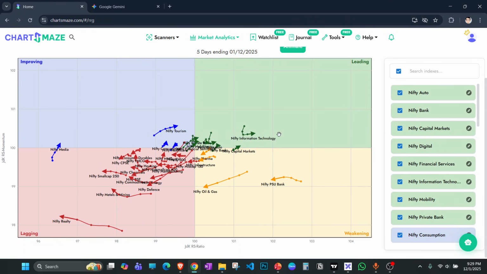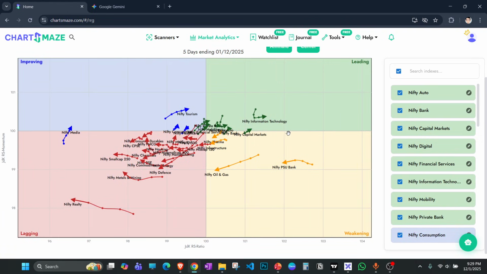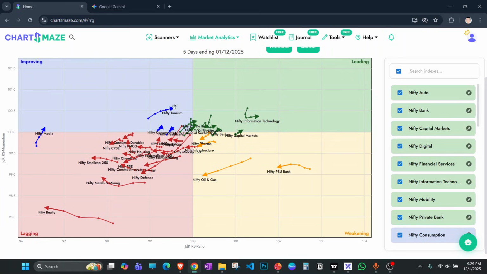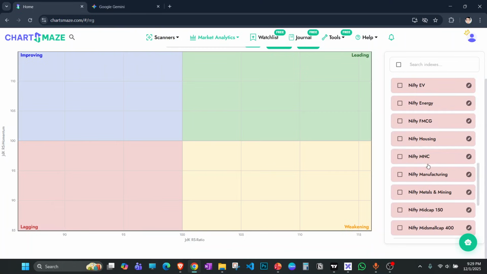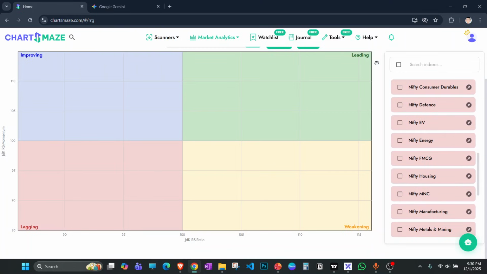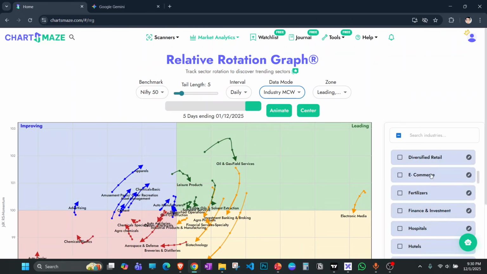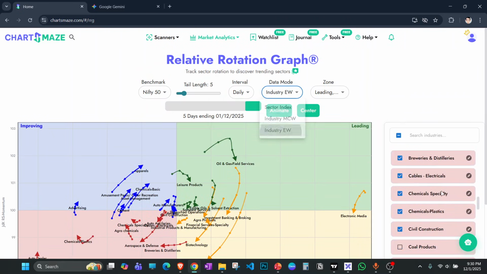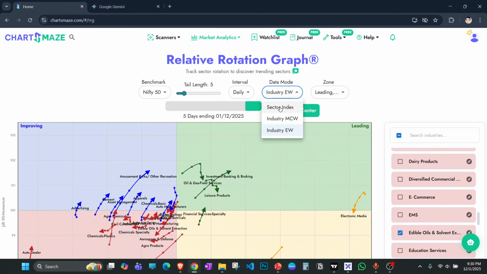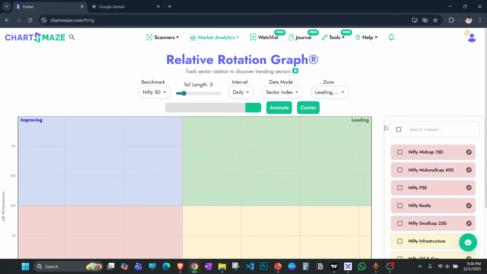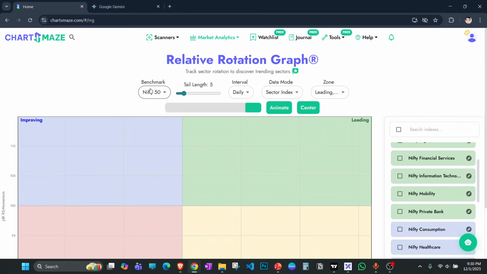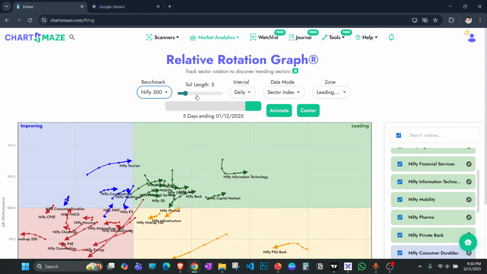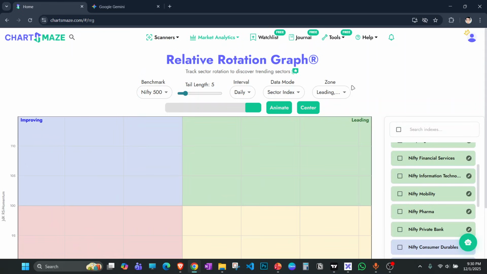Okay, right? So currently this looks very messy, and it's not looking really good. What you can do is simply deselect all these indices. On the right side, we have indices, or we can have the different industries or the sectors, right? We can have the industries or we can select the sectors. So coming back to the sector index, you can simply select which sectors you want to compare, and from the benchmark option, you can select what you want to use as the benchmark. So I'll be using the Nifty 500 as the benchmark, and I will deselect all these first.